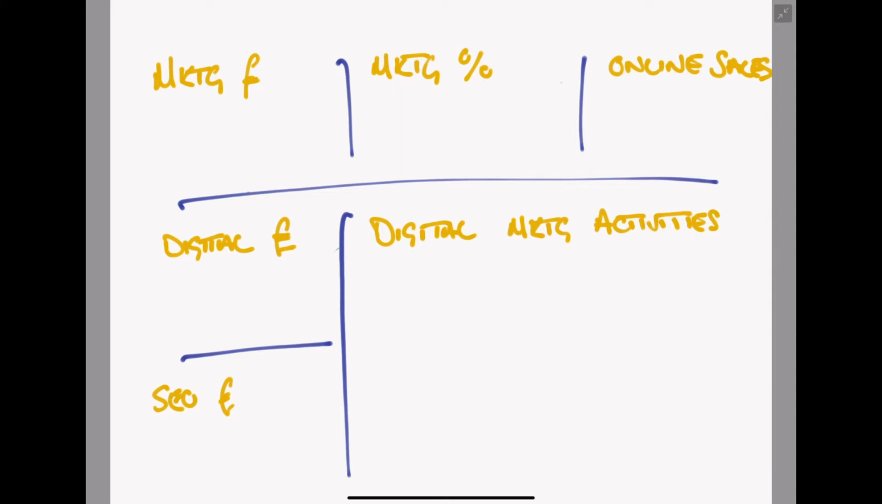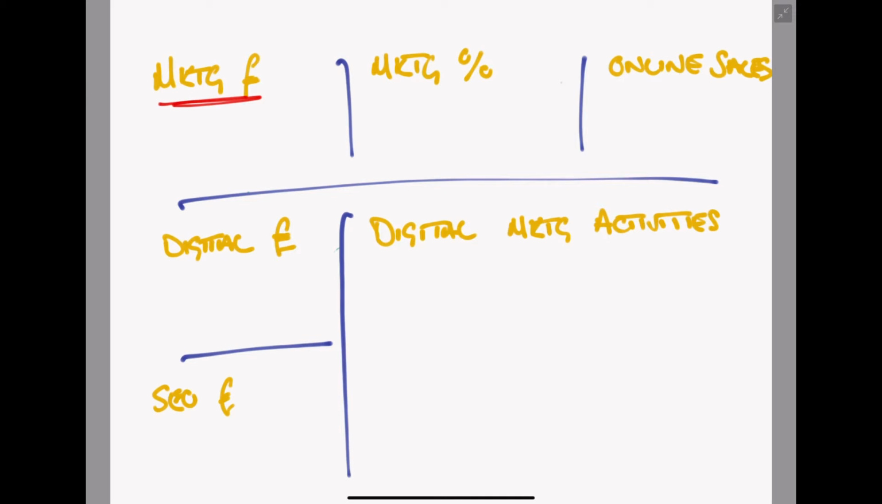So first of all, over here in the top left-hand corner, we have marketing revenue as a budget. So most companies that I work with, they have an overall marketing budget somewhere between 5 and 12% of their annual turnover.